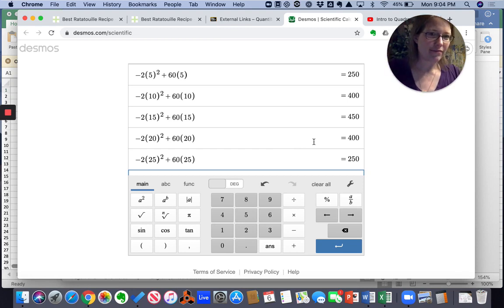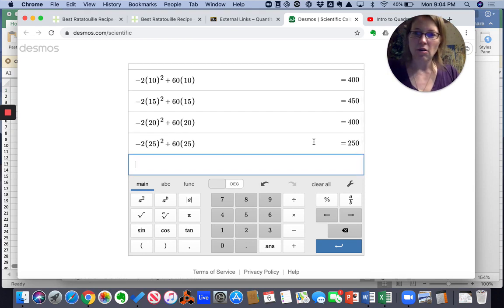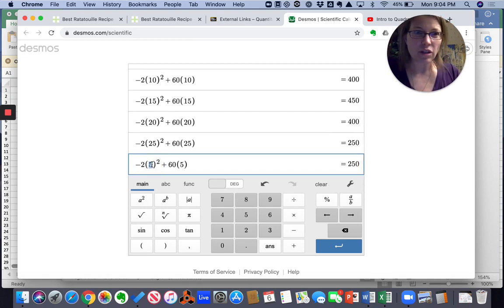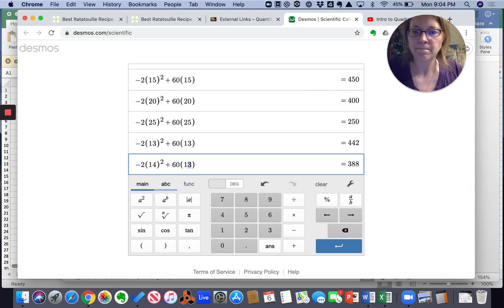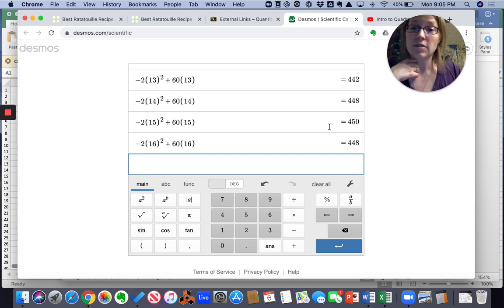Okay, let's narrow in on 15. So let's do like 13, 14, 15, 16, all the numbers real close to 15. 13, 14, we're still going up so far. 15, still going up. Whoop, started to go back down again. So still, 15 seems to be our max.